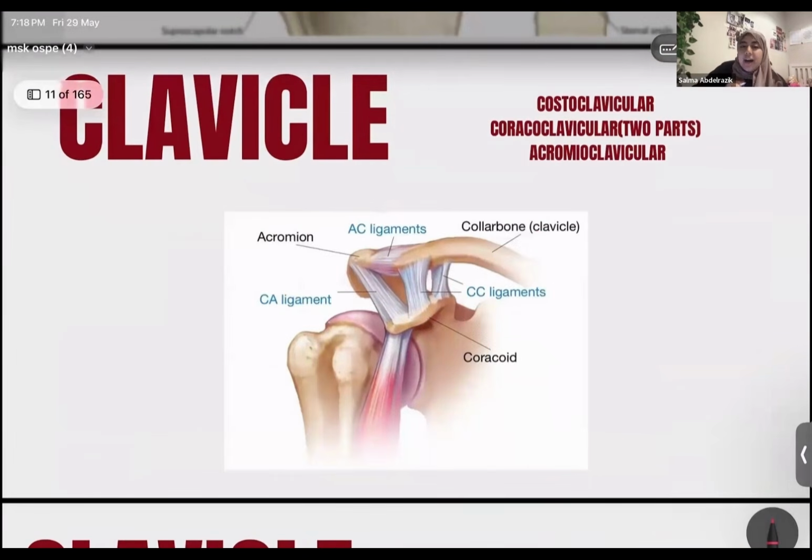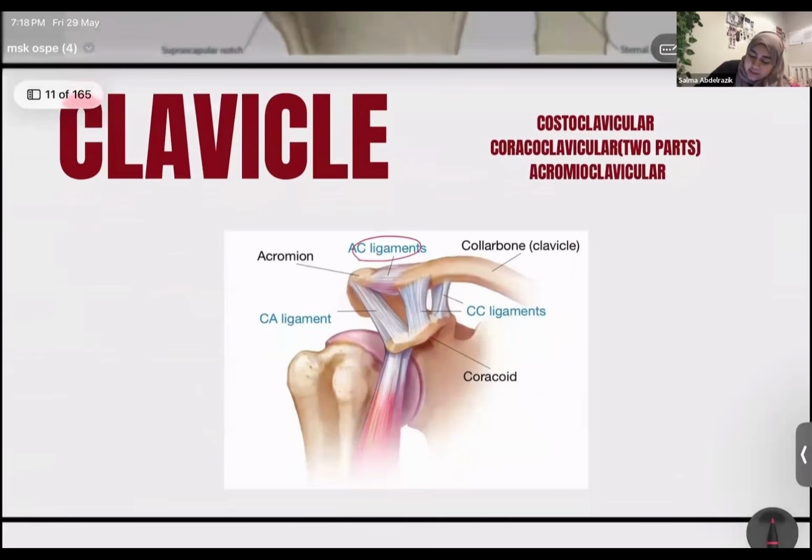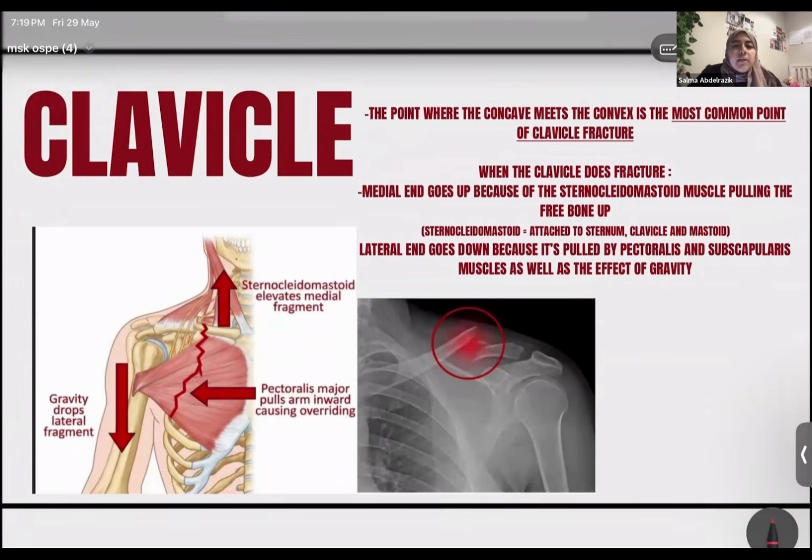Next. Another picture. But this one, I just thought it summarizes everything this picture says. We have the AC ligament, CA ligament, CC ligament. Let's talk clinical. What would happen if the clavicle fractured? Most often, the fractures happen in the point in the clavicle that connects the medial 2/3 and the lateral 1/3. So it's basically where the convex meets the concave, which is medial 2/3 with the lateral 1/3.